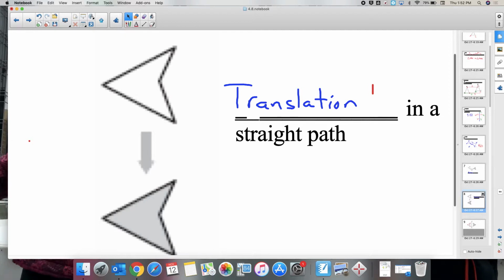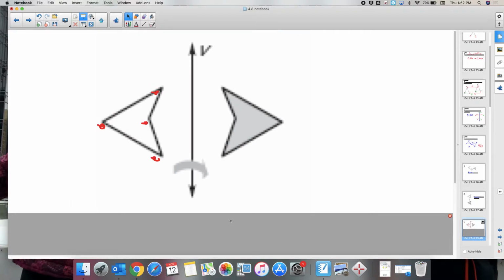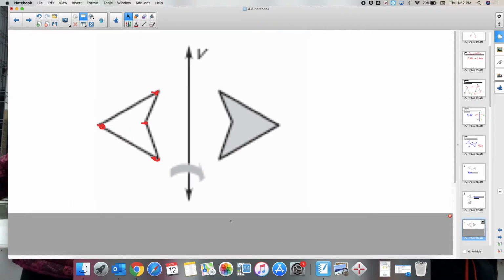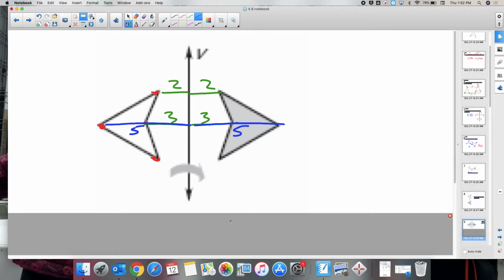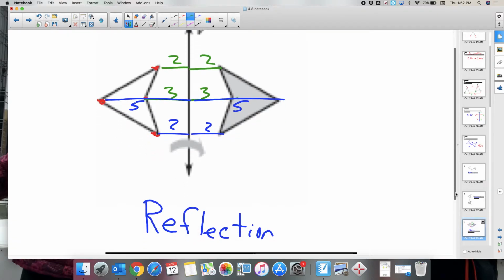And then your third one then, if I take all of these points on the left, if this is 2 to the left, it ends up 2 to the right. If it is 3 to the left, it ends up 3 to the right. If it is 5 to the left, it'll end up 5 to the right. If it is 2 to the left, as we said, it ends up 2 to the right. That is what is known as your reflection.